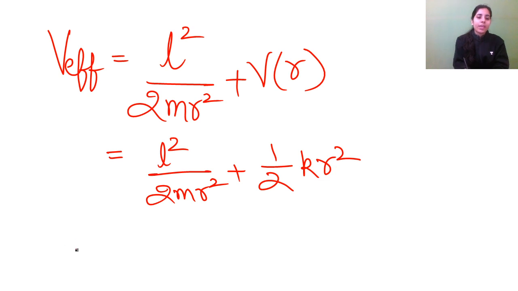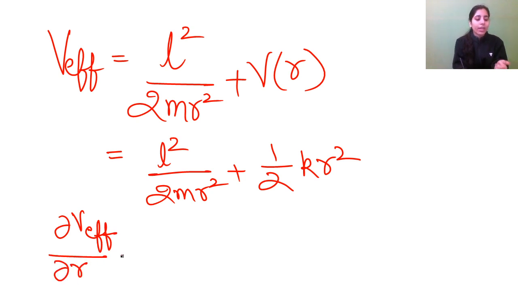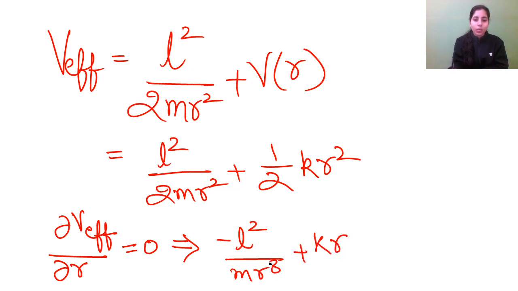Next thing, guys, the rest of the procedure will remain the same, but now instead of considering the potential, you have to consider the effective potential. Like in the small oscillations case, we want to find the equilibrium points, and to find them we equate the first order derivative of the potential with 0. Here we focus on the effective potential. So we equate the first order derivative of the effective potential with respect to R with 0, and that's how we get minus L square upon m r cube plus k r is equal to 0. In general, we are finding it out right now.